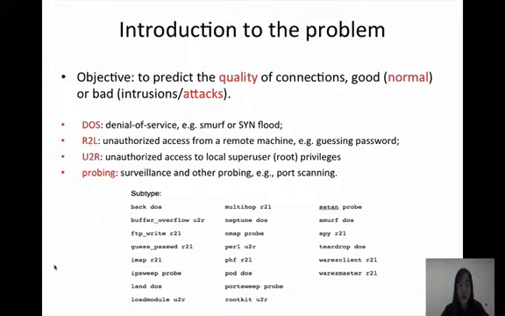Although tens of specific attack types exist, they all fall into four large categories: denial of service, that is DOS, remote to user, R2L, user to root, U2R, and probing. For example, Smurf is in the DOS category, while guessing password belongs to the R2L category. And this subtype table here gives the category for the specific attack types existing in the training dataset.